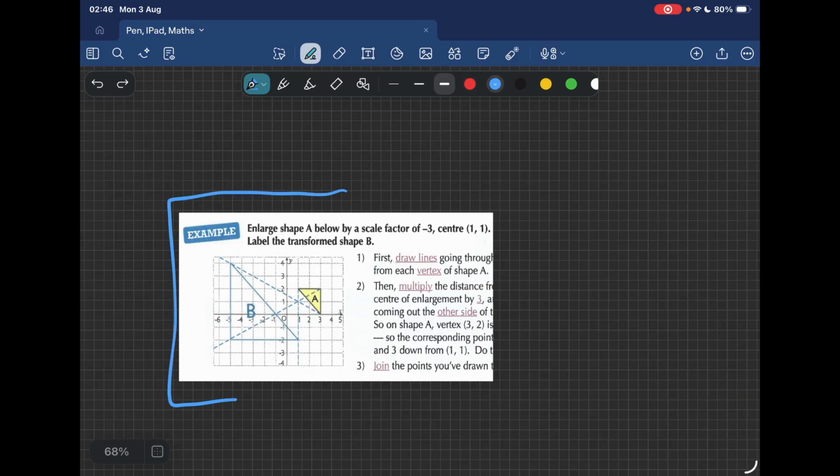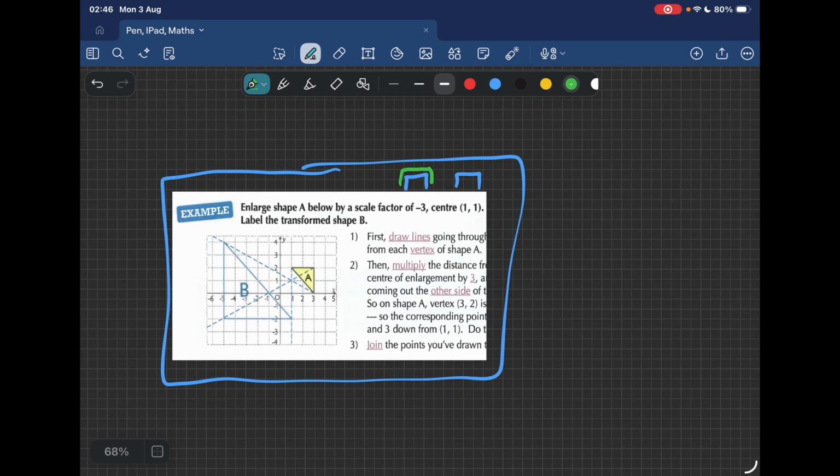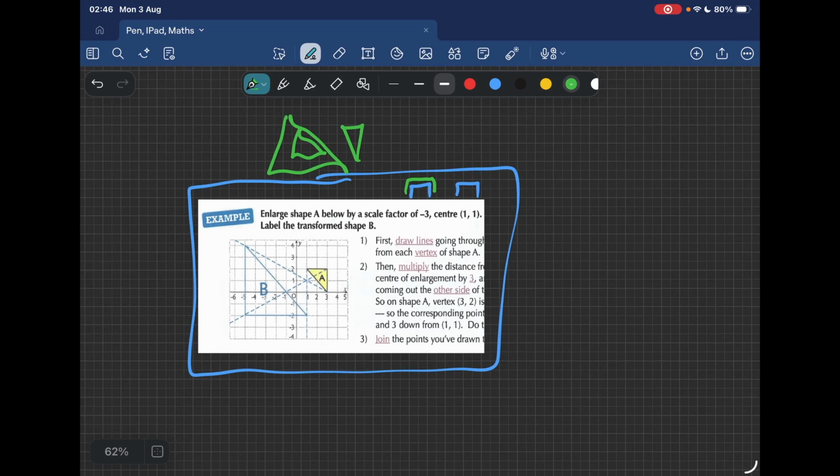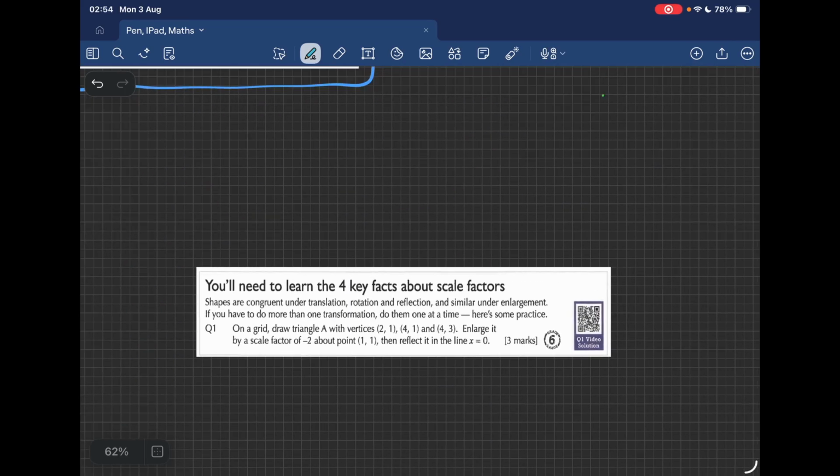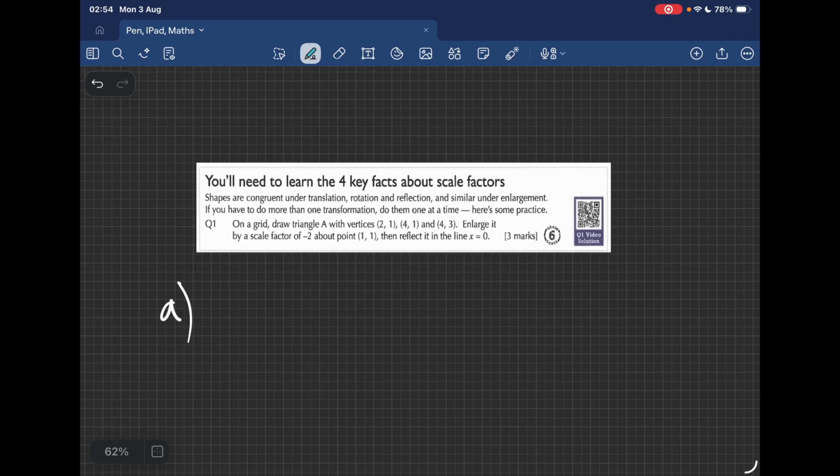I have added this one here. I know it's cropped out a little bit, just to show that we can enlarge by a scale factor of -3 with center (1, 1). Which might be a bit weird to see this shape. Don't worry, we'll come to an example. But don't be afraid of a scale factor of -3. Whenever you have a negative, you're actually rotating this shape 180 degrees. This shape is actually getting flipped 180 and then it's getting enlarged by a scale factor of 3. So just so you've seen something like that. Now that we've seen -3 in action, let's do an example question.